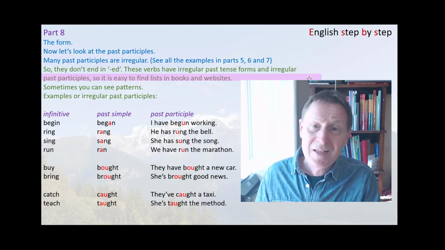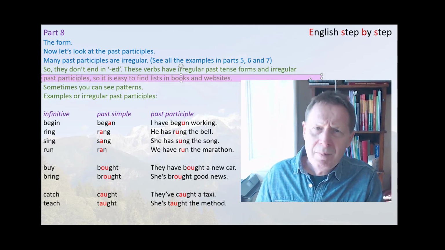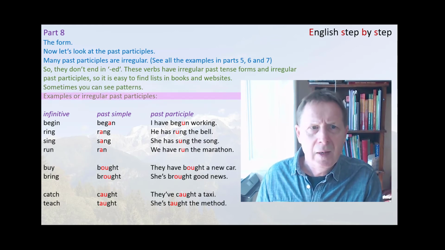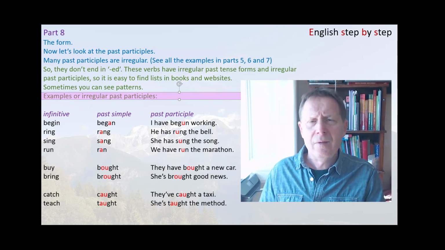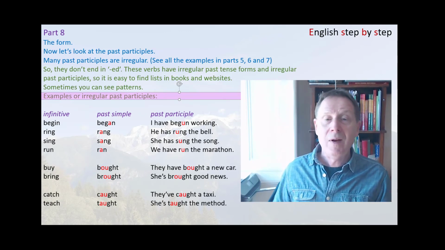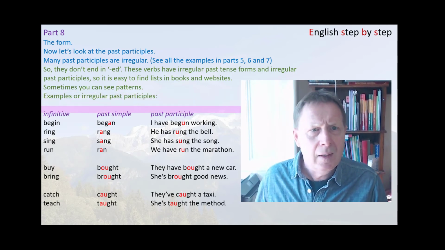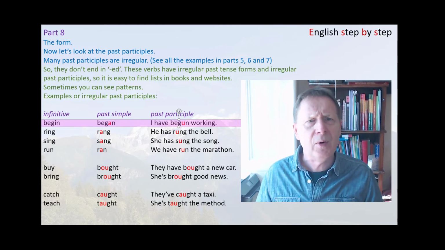Now, it's easy to find lists of these irregular past participles in books and websites, but to remember them, the best thing is just to read and listen to English as much as possible, so that you hear lots of examples and lots of contexts. Sometimes you can see patterns, examples of irregular past participle patterns. Now, these are the same as looking for the irregular past participle patterns in the past tenses. For example, in this case, infinitive, begin, the past simple is began, and then the past participle is begun.